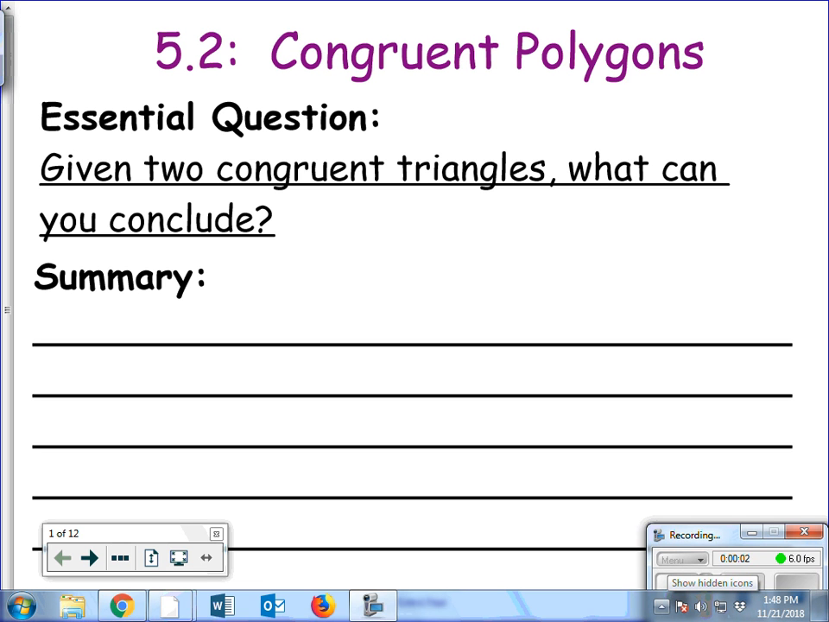Hello Geometry, this is lesson 5.2, congruent polygons. The essential question that I want you to have in mind is, given two congruent triangles, what can you conclude?